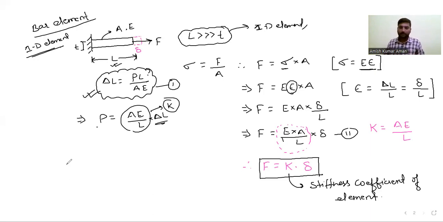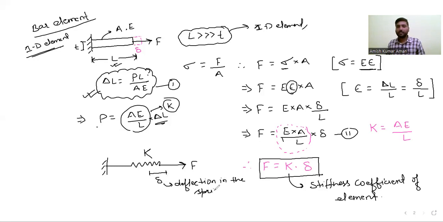Now what we can do, for the same bar element, we have derived this equation, F is equal to K into delta. If you remember from the strength of materials, what does this equation represent? This equation represents a spring equation. So we can represent this as a spring also. Let us say this is F, and this spring coefficient is K. If you write the equation for this spring, the equation will be the same. F will be equal to K into delta, and delta is the deflection in the spring.